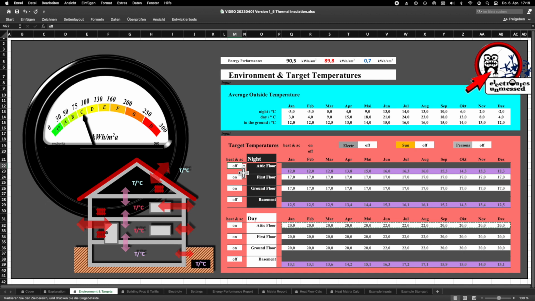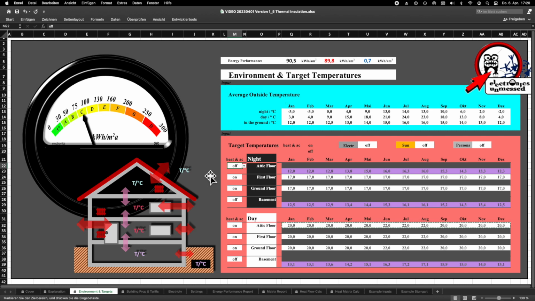And this is important because a relatively large amount of thermal energy can flow through the false ceilings. Okay, what are the results? The temperature in the attic drops to 12 degrees in winter. That could be tolerated, but the additional energy saving would be only 4.3 kilowatt hours per square meter.